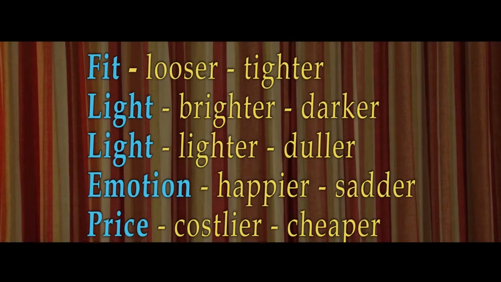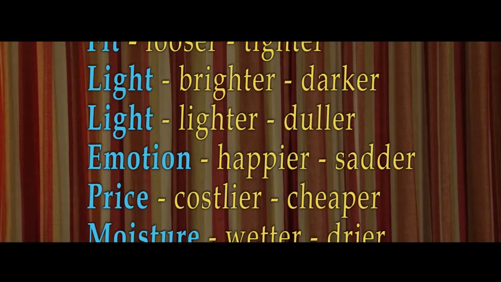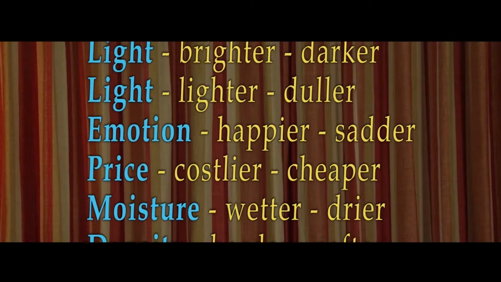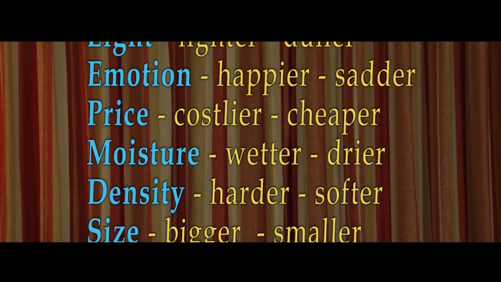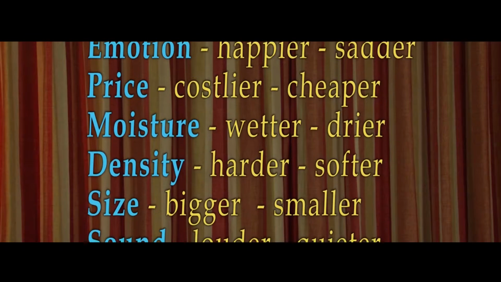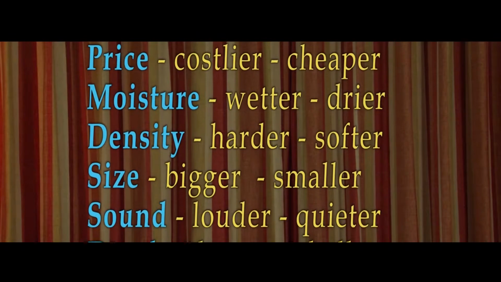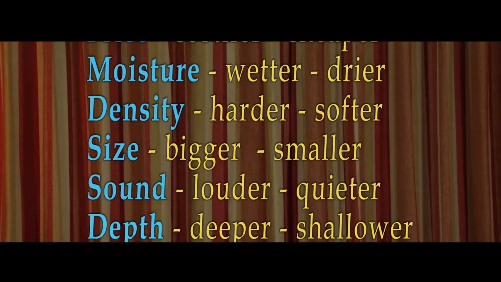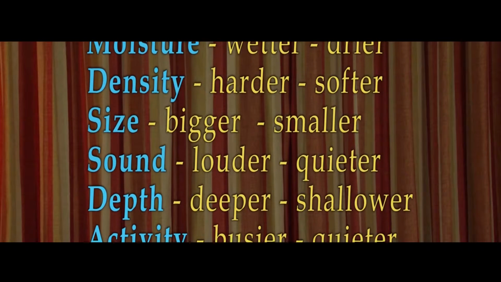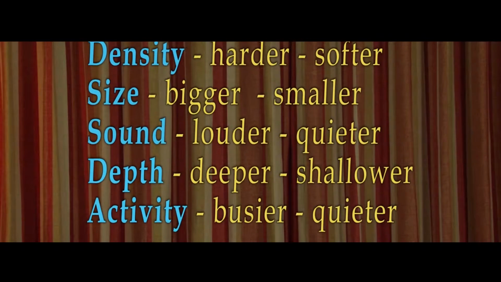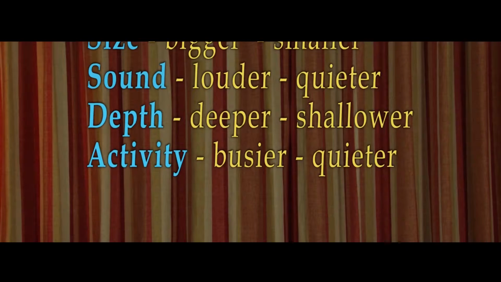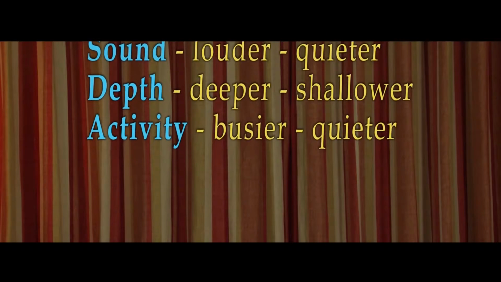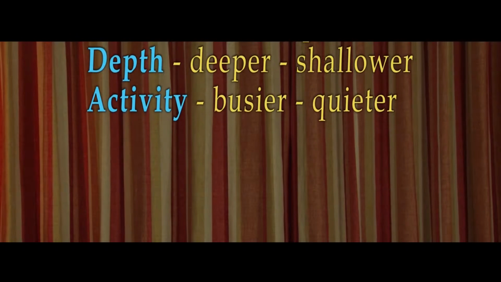Emotion: happier, sadder. Price: costlier, cheaper. Moisture: wetter, drier. Density: harder, softer. Size: bigger, smaller. Sound: louder, quieter. Depth: deeper, shallower. Activity: busier, quieter.